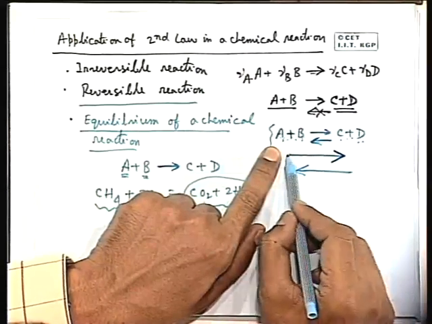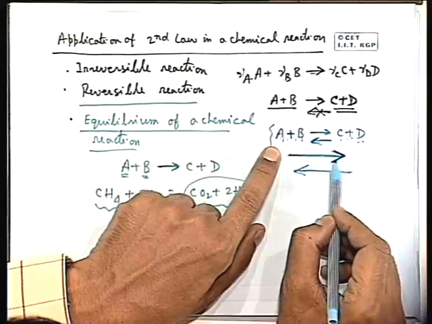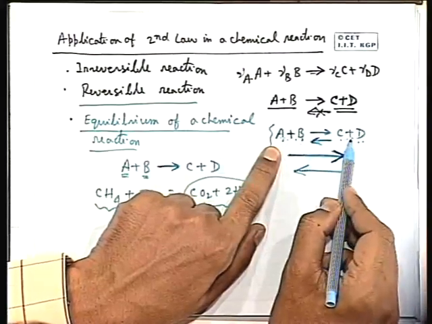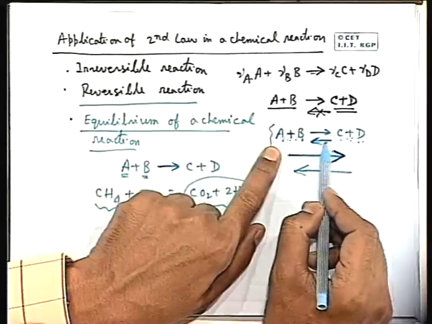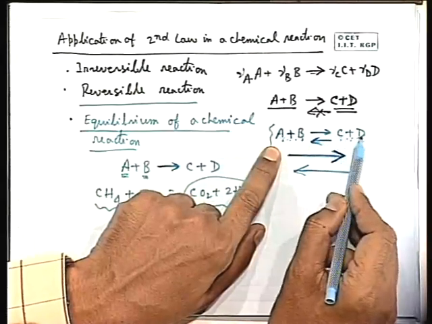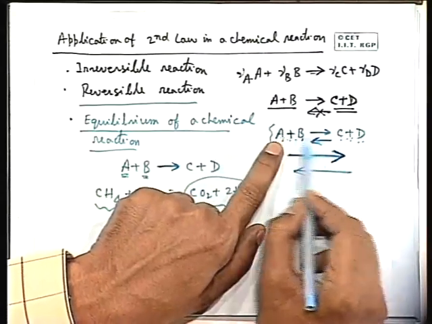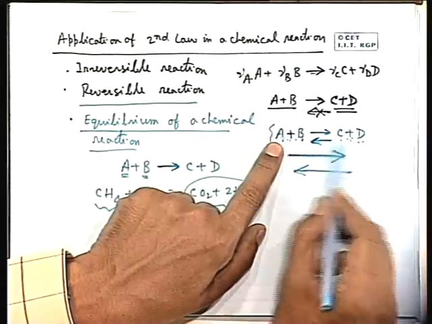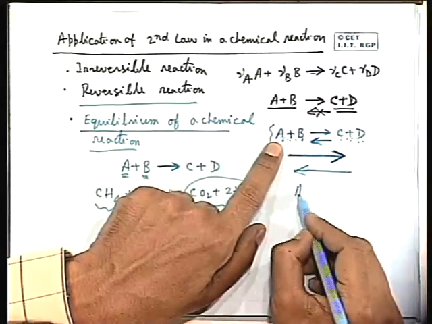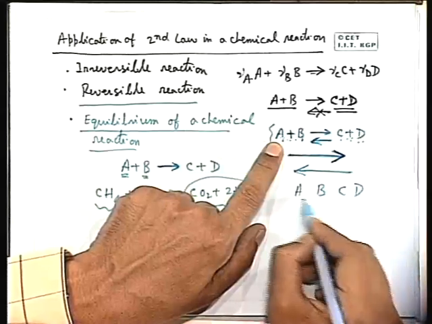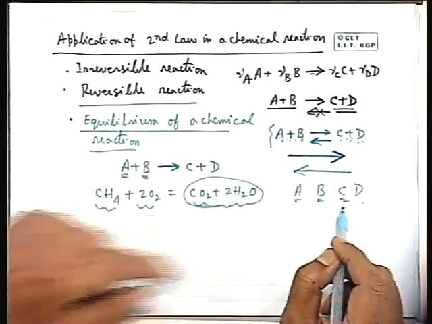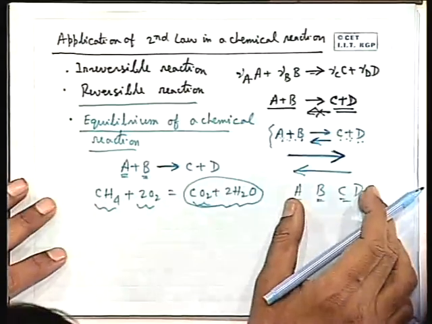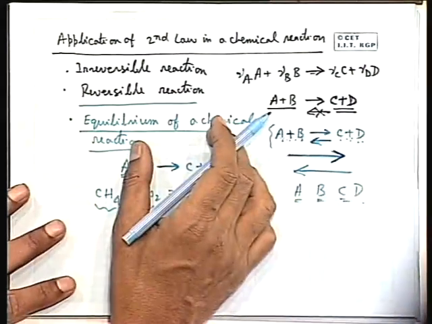This happens when the reaction proceeds in the left direction, when A plus B producing C plus D, this rate is more than the rate of reaction from C plus D to A plus B. When both the rates balance, that means neither reaction proceeds from left to right nor from right to left, then the mixture contains A, B, C, D in fixed amounts, concentrations are fixed. So this corresponds to the equilibrium of a chemical reaction.